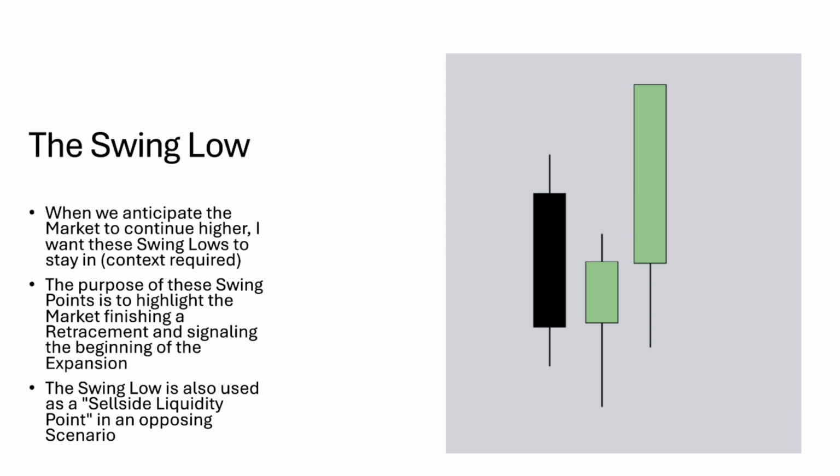The purpose of these swing points is to highlight the market finishing a retracement and signaling the beginning of the expansion. The swing low is also used as a sell side liquidity point in an opposing scenario. And right now, let's just get right into the smart money market structure.